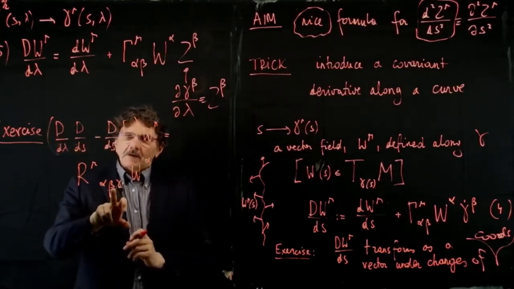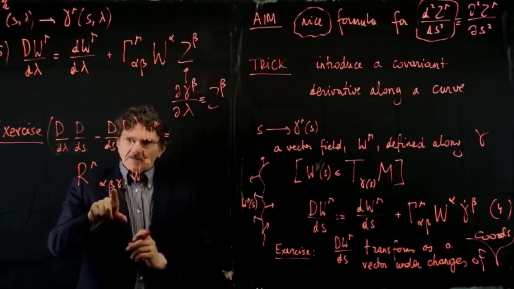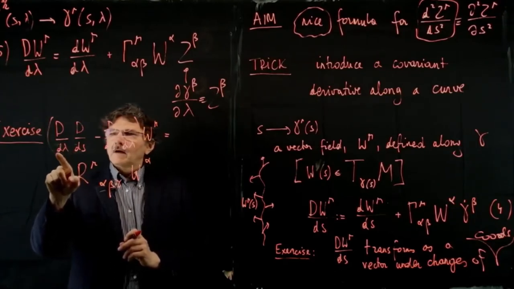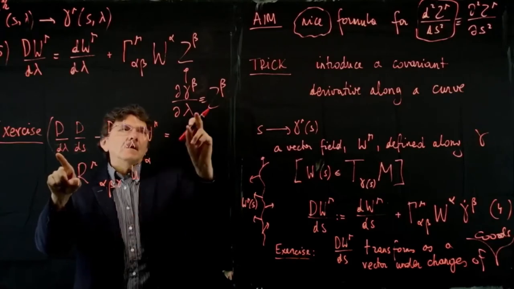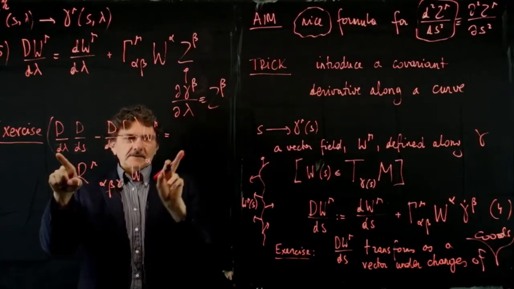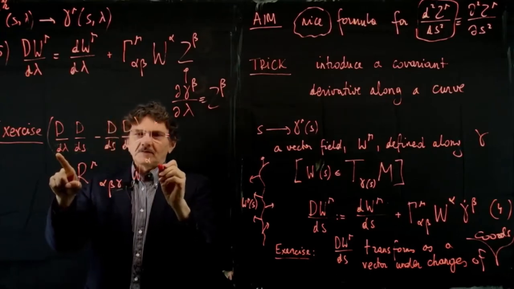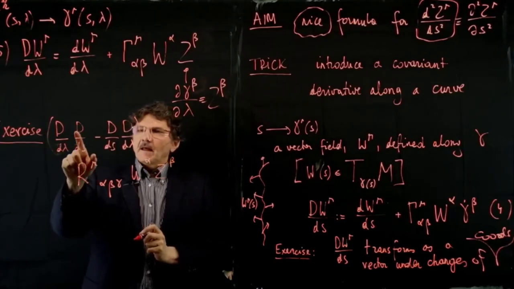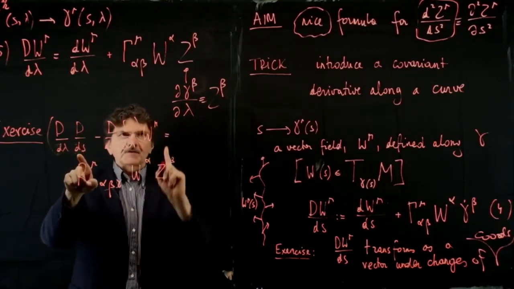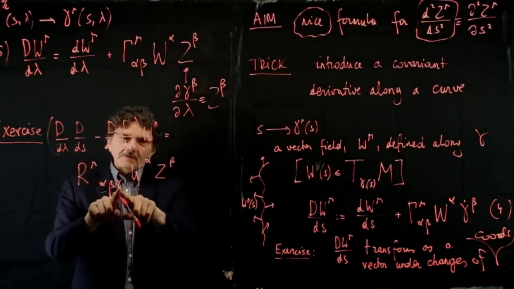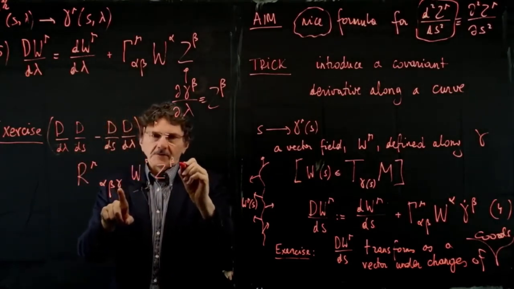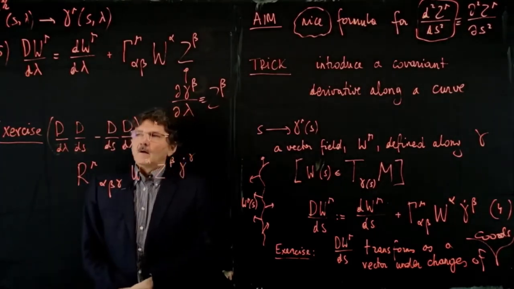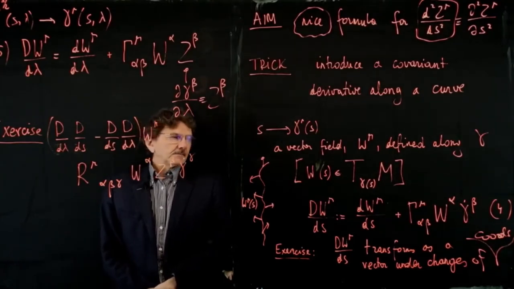Now, this index here is the derivative in this direction. And this direction is the tangent to the lambda curves, so this should be a zeta direction. And d over ds is a direction tangent to the geodesics. So this is the formula that you should get out of this.